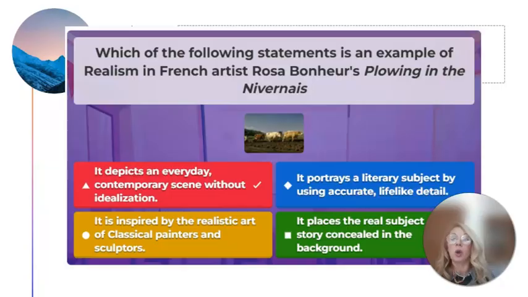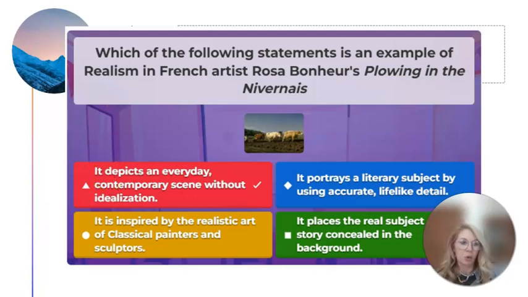Okay, the next question. Which of the following statements is an example of realism in the French artist Rosa Bonheur's Plowing in the Nivernais? By the way, I have seen this in Paris. It's beautiful, huge, gigantic. Okay, the answer is it depicts an everyday contemporary scene without idealization. Okay, remember in realism, they were trying to capture things like a camera almost.